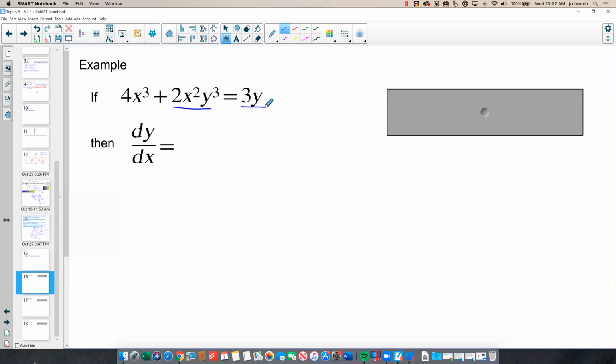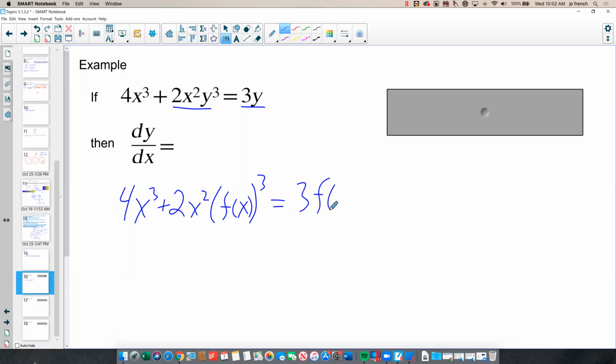I'm going to start by replacing my y's with f of x. So this will first be 4x cubed plus 2x squared f of x cubed. This is optional, but I've always found that it helps to remind me that I am taking a derivative that's probably going to require some chain rule. And the derivative of y has to be acknowledged as I go through the process.